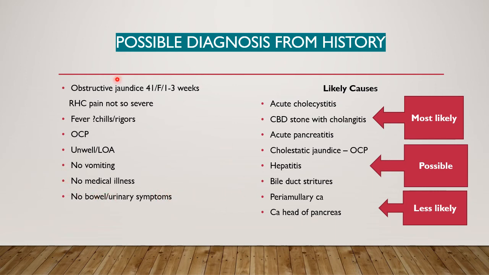So from this history, the most likely diagnoses will be acute cholecystitis, CBD stone with cholangitis, acute pancreatitis, cholestatic jaundice due to the oral contraceptive pill, hepatitis, bile duct strictures, periampullary tumor, and carcinoma head of pancreas. From the age and the short onset, these last two, periampullary carcinoma and carcinoma head of pancreas, are highly unlikely.